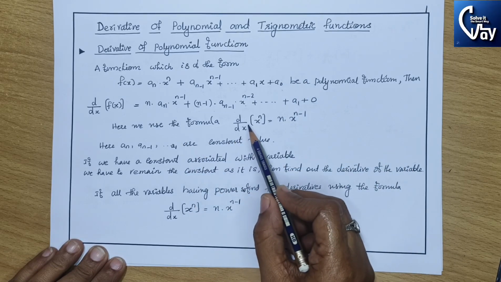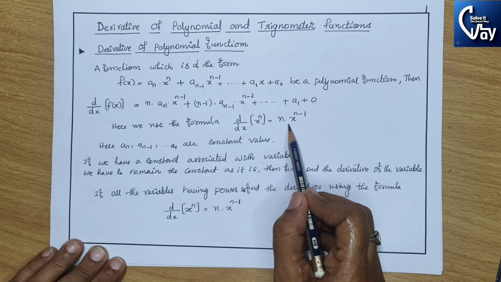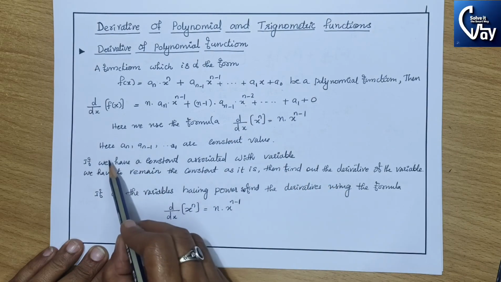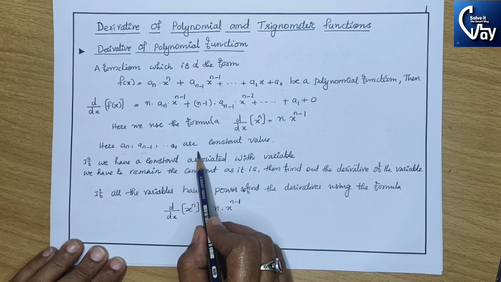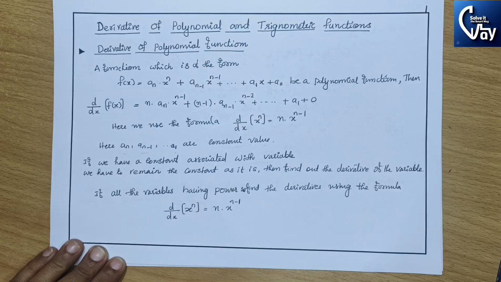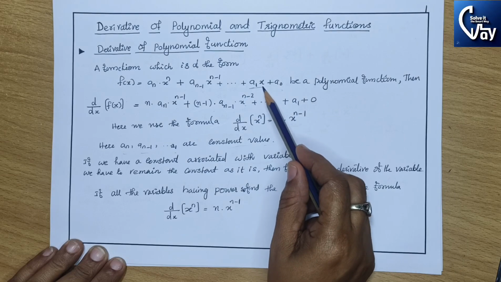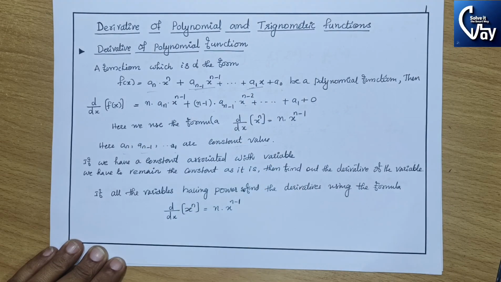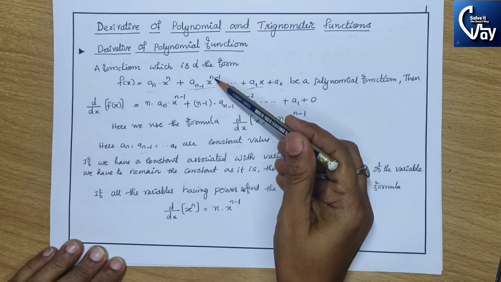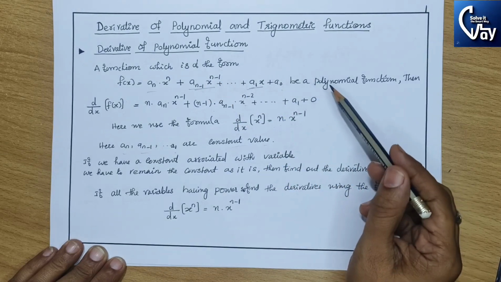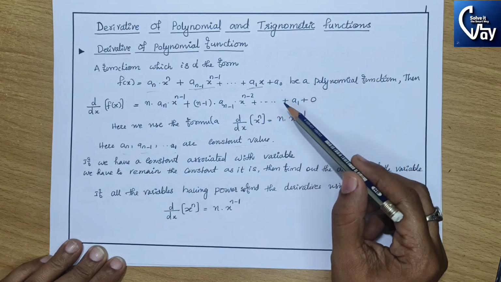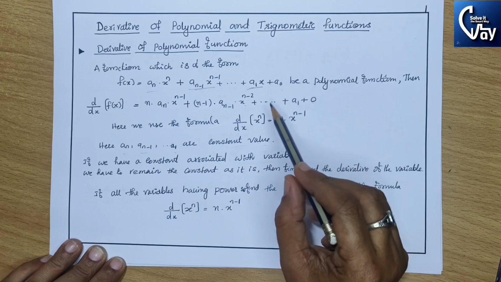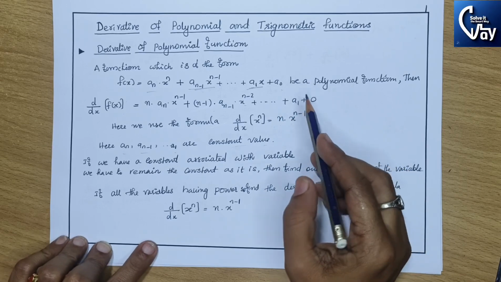Here we use the formula d by dx of x raised to n equals n x raised to n minus 1. Here an minus 1 etc. up to a0 are constant values. If we have a constant associated with a variable, we keep the constant as it is, then find the derivative of the variable. If the variables have powers, we find the derivative using the formula d by dx of x raised to n equals n x raised to n minus 1.